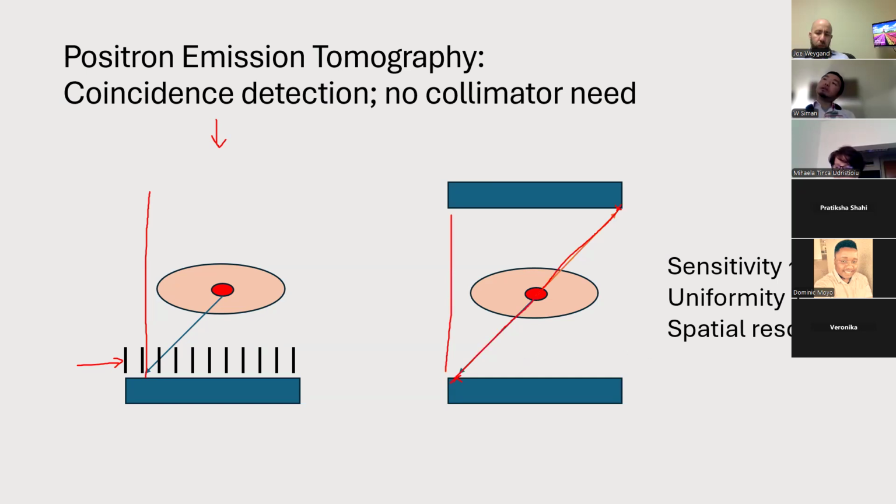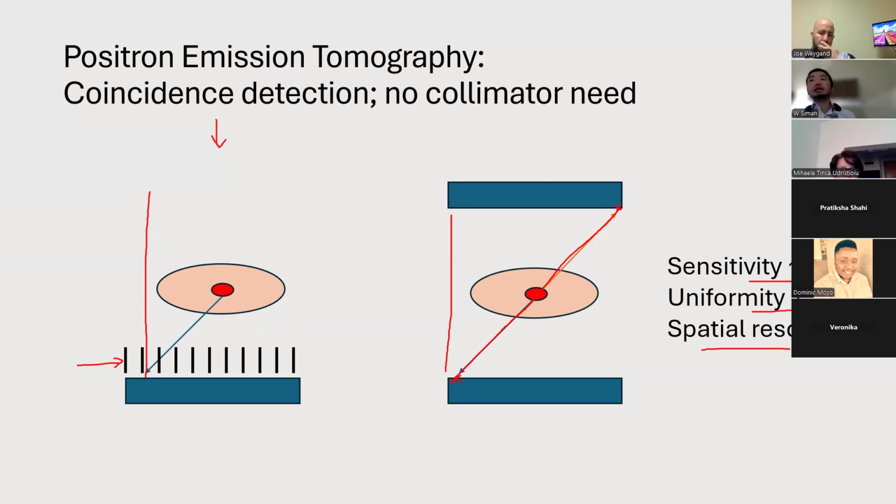The benefit is, one, sensitivity goes up. Remember that your collimator discards photons, right? So if you detect more photons, then your sensitivity goes up. And uniformity, if you think about it, you have the septa for the collimator, so your uniformity will suffer because of that.